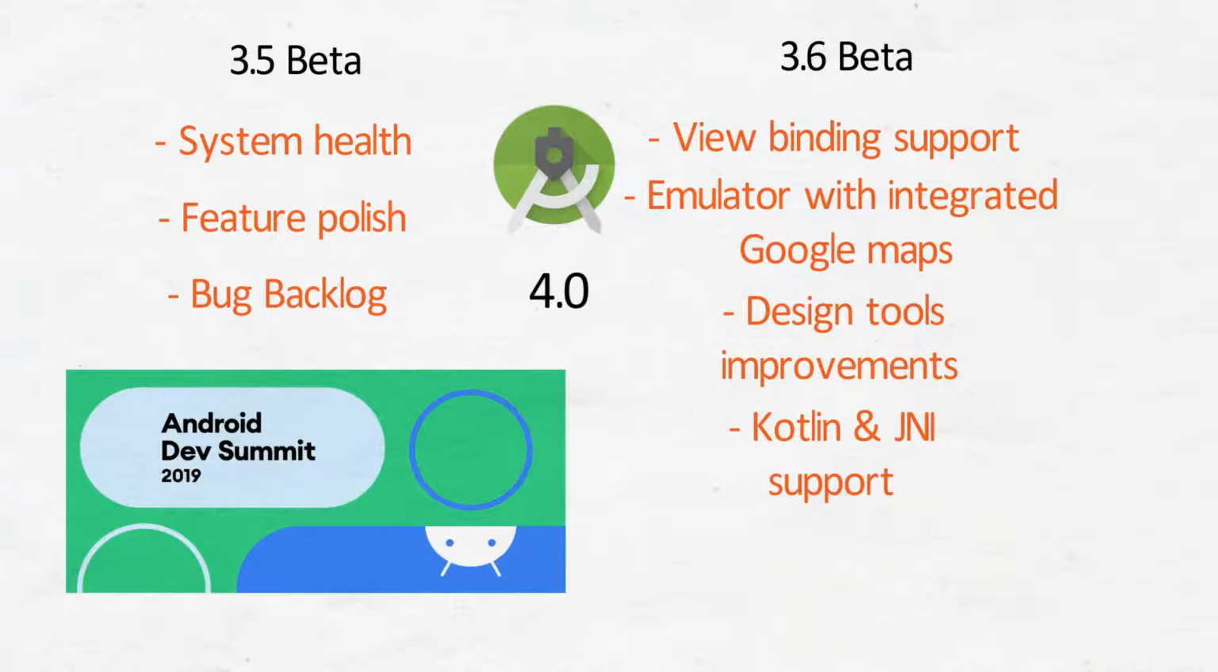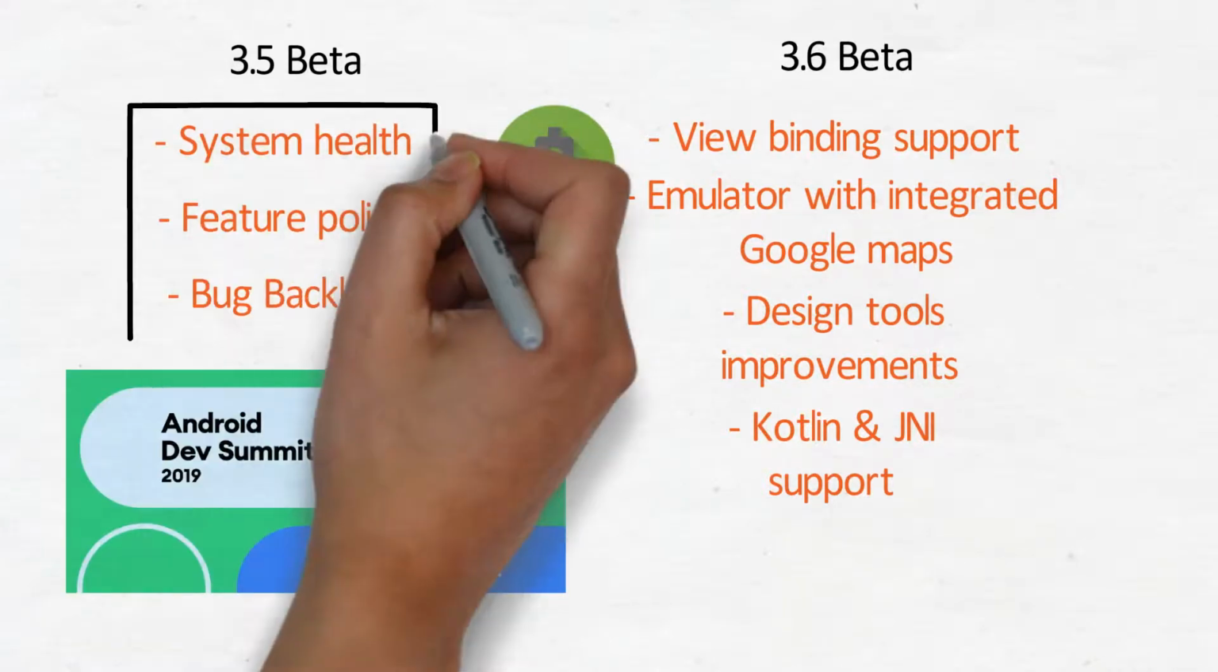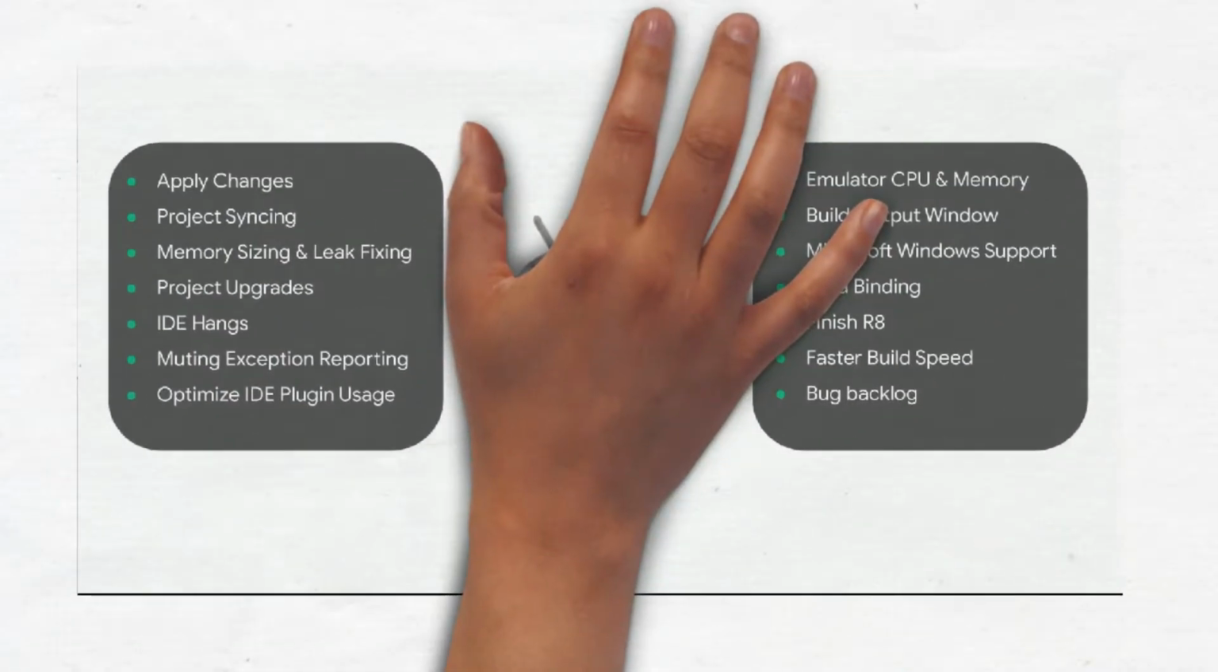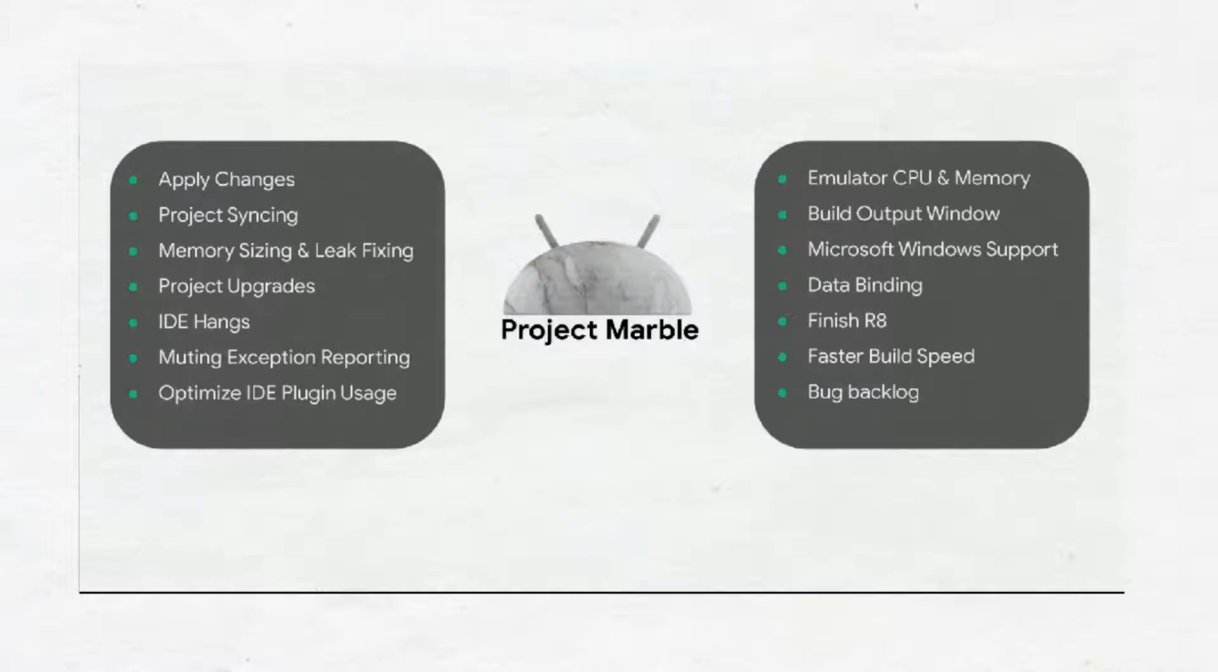To recap, Android Studio 3.5 focused on three main pillars: system health, feature polish, and bug backlog, which all as a whole was called Project Marble. And Project Marble included a number of smaller projects. The team worked on things like crashes, improvements to apply changes, CPU usage for the emulator, and so on.